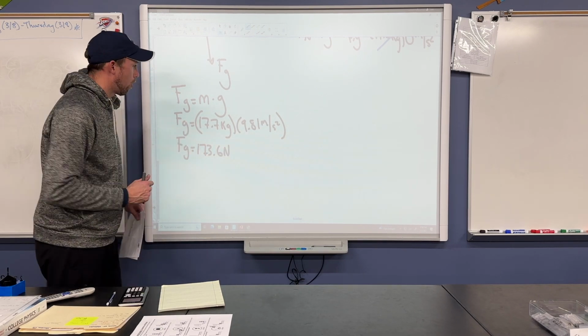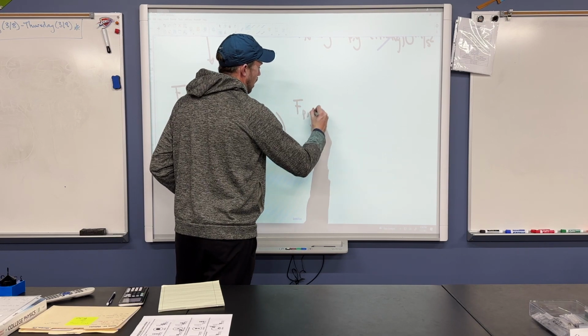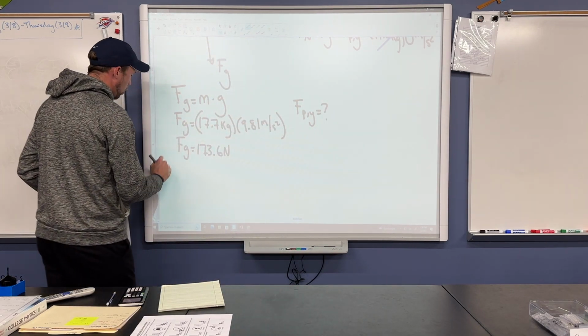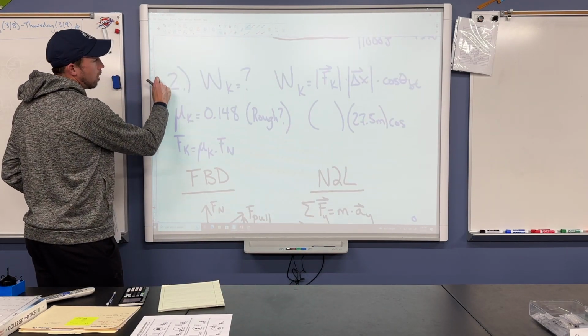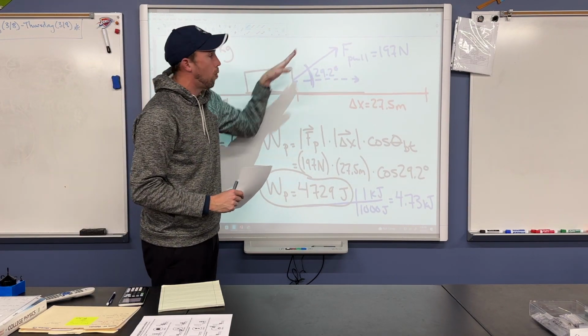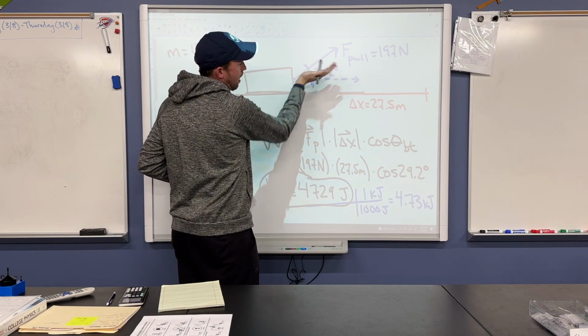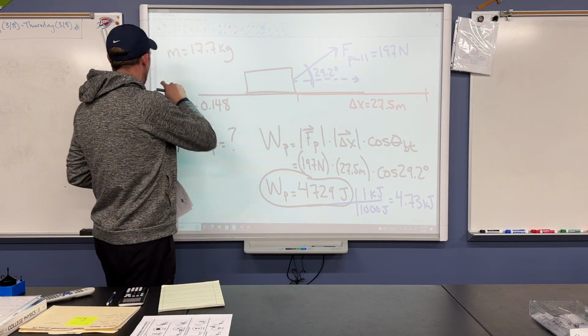So that takes care of one of the forces that we need. We also need the y component of our pulling force. How are we going to get there? Well, if we look back at our original drawing, we have the overall magnitude of our pulling force. So the pulling force is 197 newtons at an angle of 29.2 degrees.